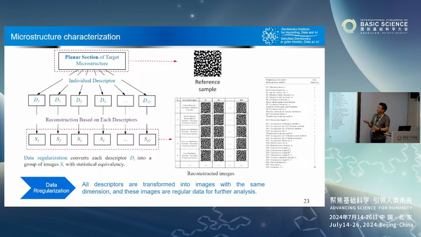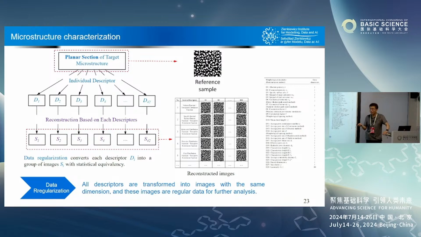So what we did here is that descriptors are defined to quantify the images, which could be 2D, could be 3D. So we pick a set of, let's say, one, just as an example. We use each individual descriptor as a guide to reconstruct a synthetic image, using only that particular descriptor as the target or objective function.